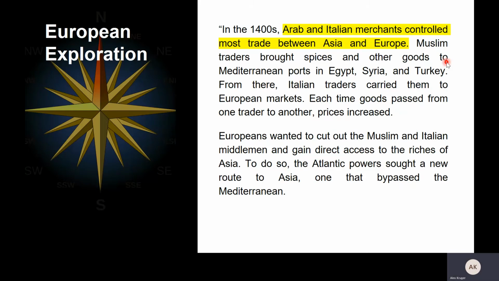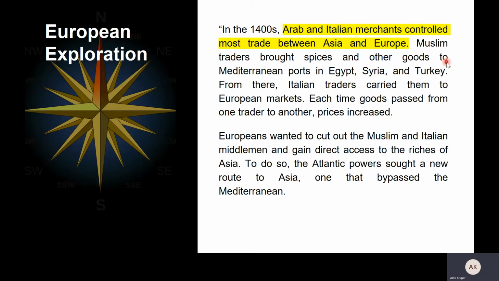So European exploration. Arab and Italian merchants controlled a lot of the trade, because if you lived in France and you wanted to get silk from China, it had to go through Arabia and Italy, and they also had the best navies. So it made it expensive because they were like the middlemen. Muslim traders from Egypt, Syria, and Turkey would meet with Italian traders, and then the Italian traders would bring those goods further west to France and Spain and stuff, and then they would exchange them there for a lot of money.